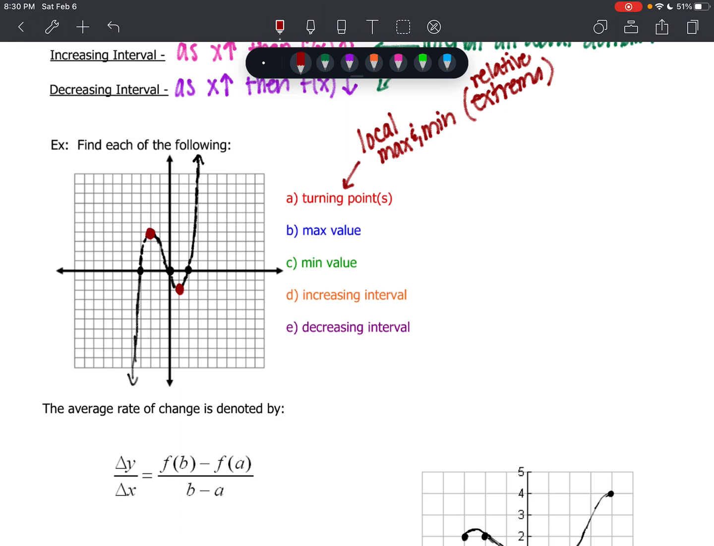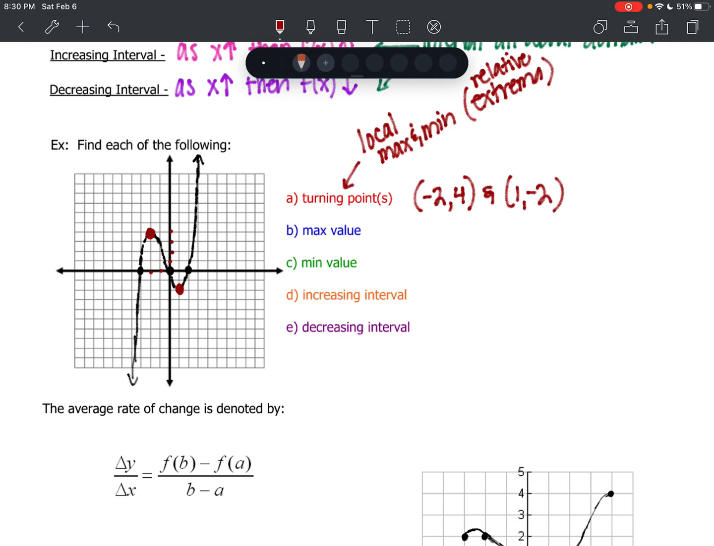So our turning points are going to happen at 1, negative 2. 1, 2, 3, 4. Negative 2, 4 is a turning point, and positive 1, negative 2 is a turning point.